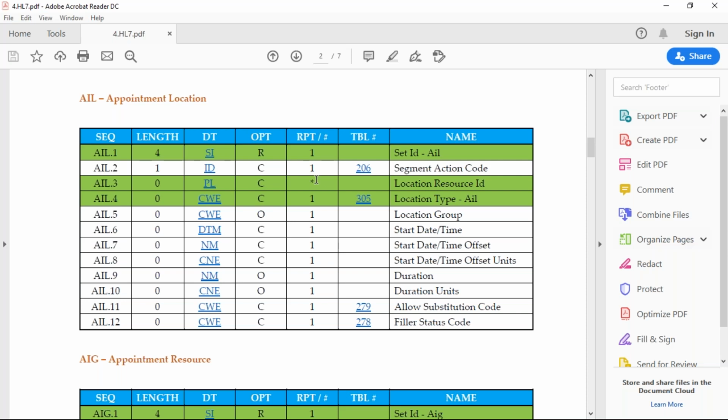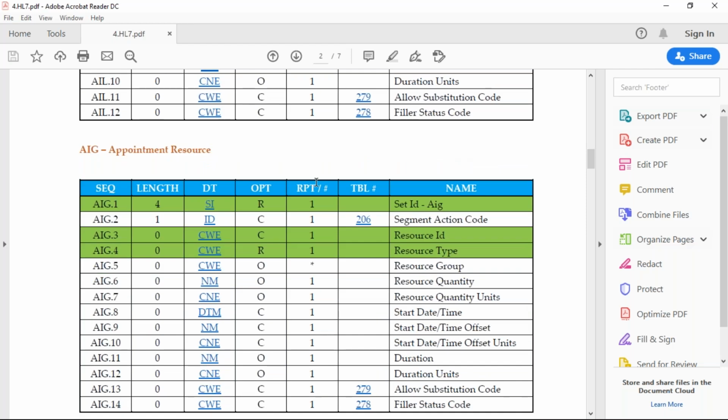Okay, so that location ID will be sent in AIL3, and in AIL4 it will send the location type, whether it is a clinic or a hospital or a nursing unit, or some department. So that information will be communicated in AIL4. Basically, the location type, what type of location the patient is going to visit.